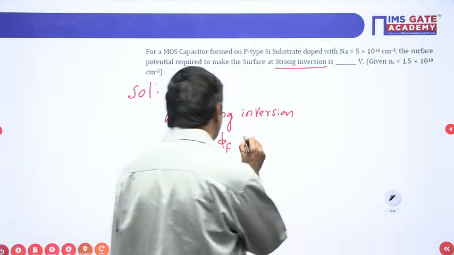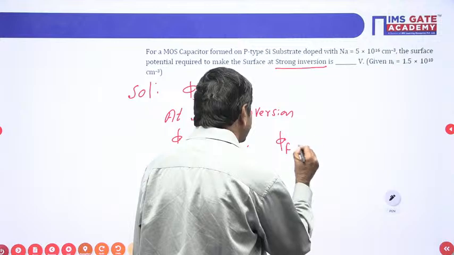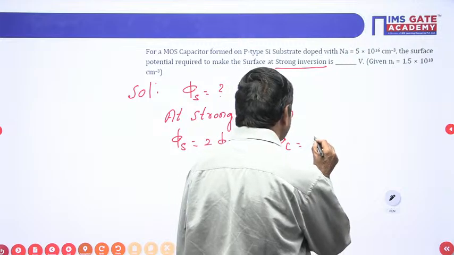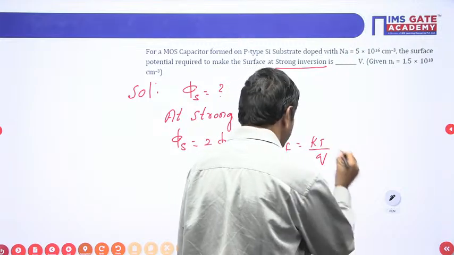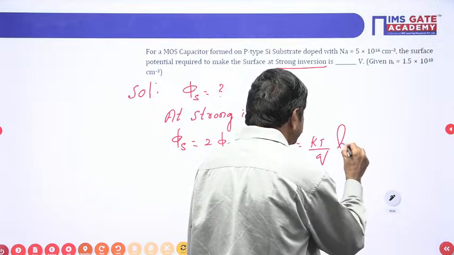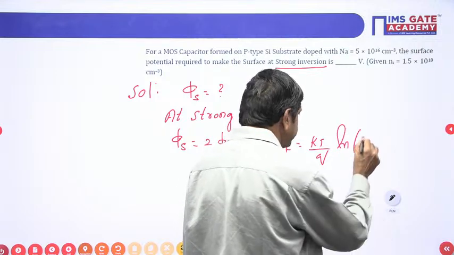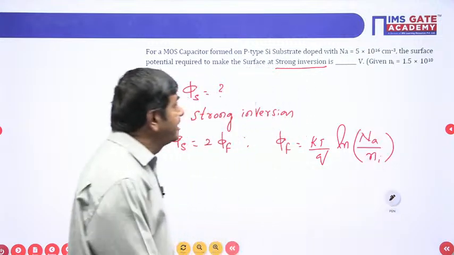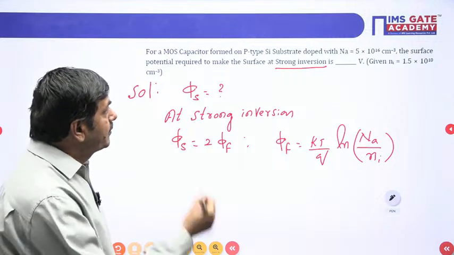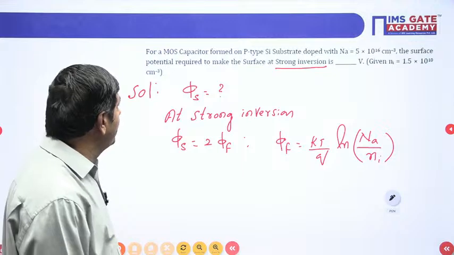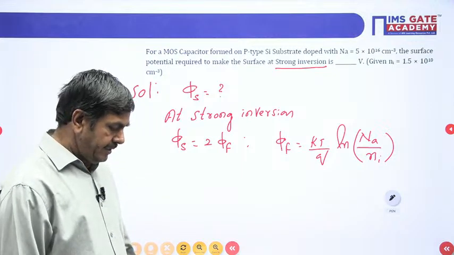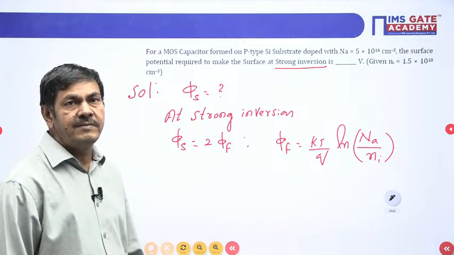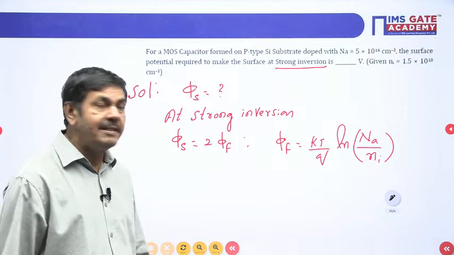Sir, what about that phi f, the Fermi level potential? How can I get this value? The phi f is calculated by kT/q times ln of Na by Ni. This is the formula generally used. In the problem, Ni value is given as 1.5 × 10^10 per cm³. kT/q is not given. kT/q can be taken as the thermal equivalent voltage, Vt, which we know very well equals 26 millivolts.